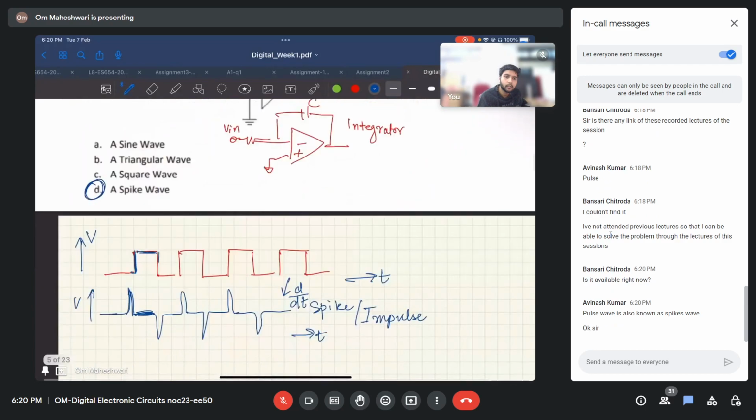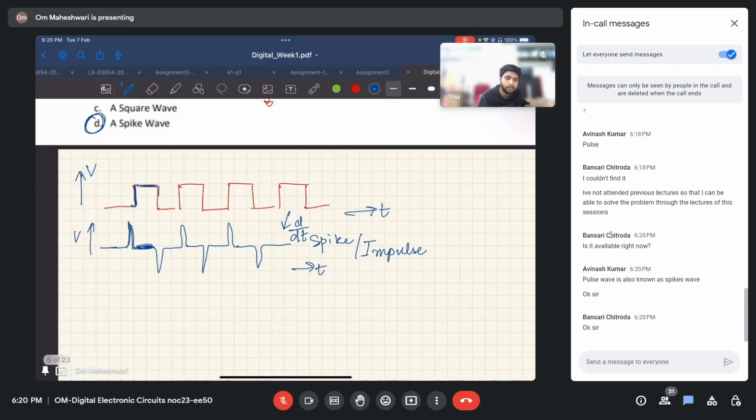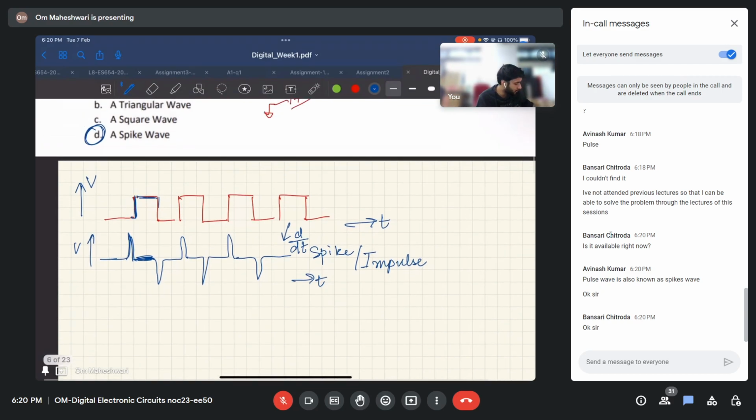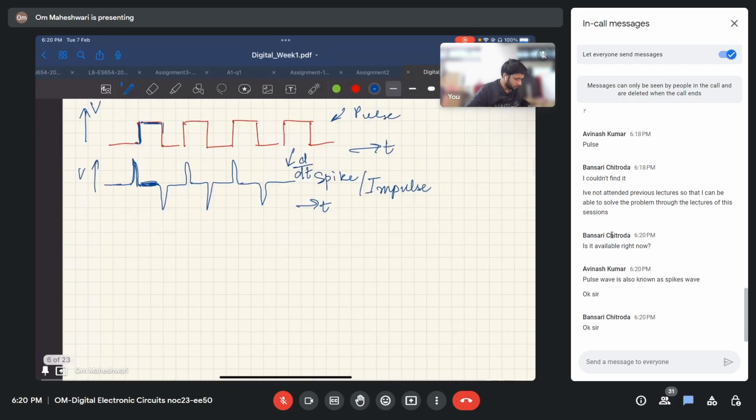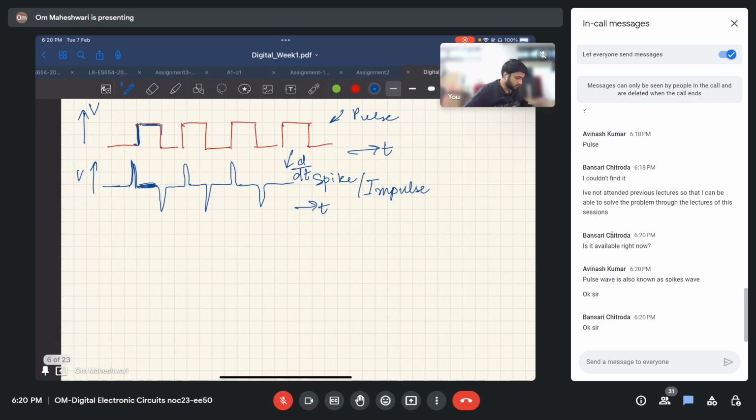Avinash says pulse wave is also known as spikes. Not necessarily, Avinash. This can also be called a pulse. Let us move on to the next question.